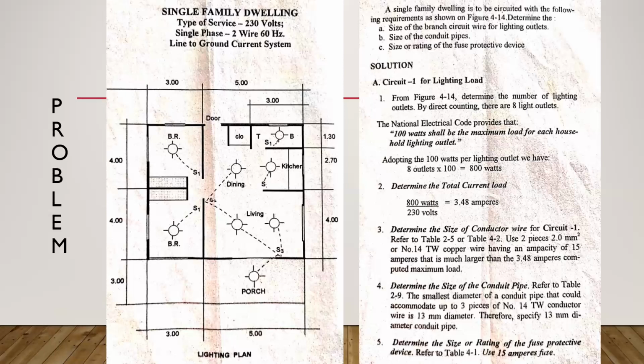Step number 2, determine natin yung ating total current load. So to have our total current load, i-divide natin yung total load sa ating type of service, which is 230 volts. So we have a value of 3.48 amperes for our current load. Step number 3, determine natin yung ating size of conductor wire.